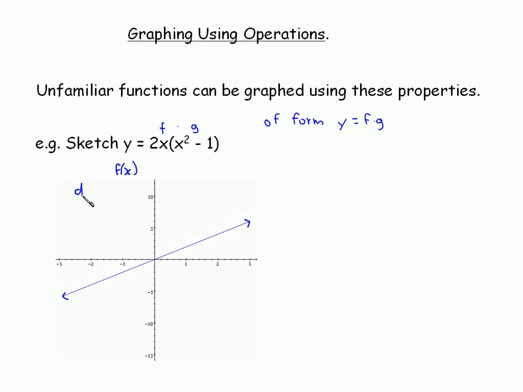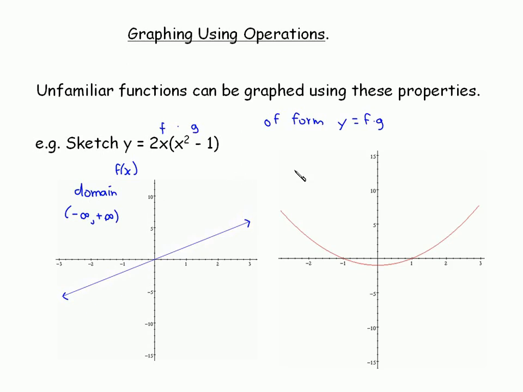So the domain is going to be all real numbers. And then let's take a look at the next one. The g function is x squared minus 1. So here's our g at x. It's a quadratic with a vertical translation of 1 unit down. And in this case, the domain is going to be all real numbers, so no restriction.